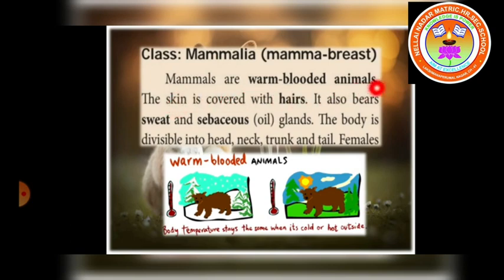What do you mean by warm-blooded animals? In these warm-blooded animals, the body temperature remains the same. It will not change according to the external temperature. So it remains the same whether it is hot or cold outside. So what is our normal temperature? 97.4 degrees, isn't it? So it remains the same.